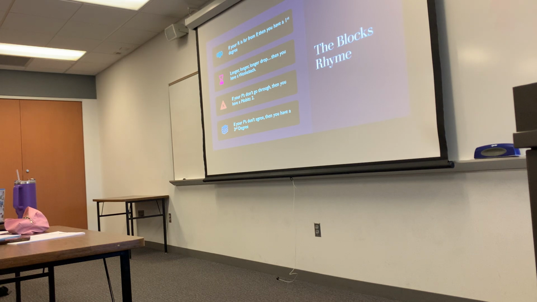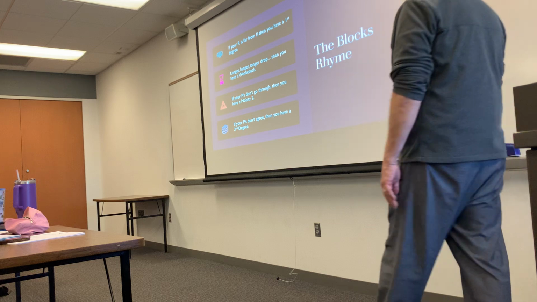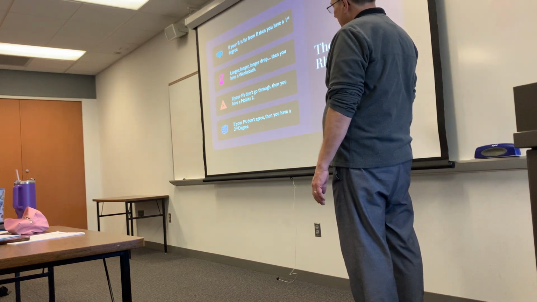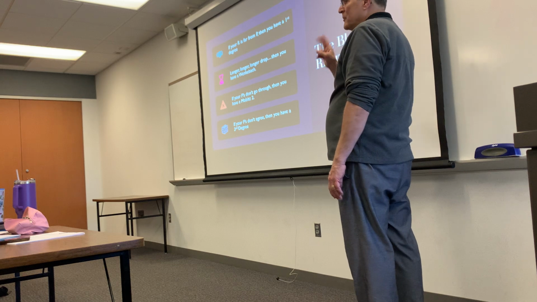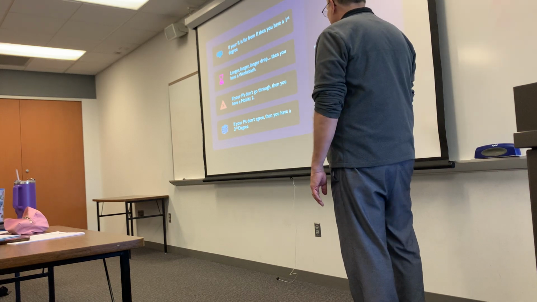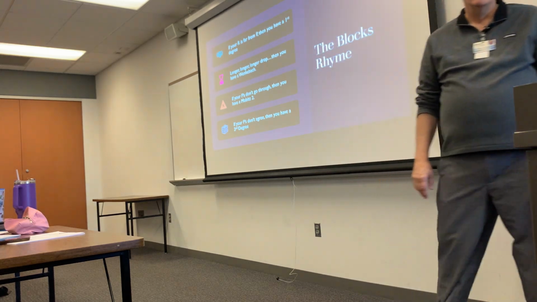So there's a little poem. If the R is far from the P, then you have first degree. Longer, longer, longer, drop, then you have Wenckebach. If P's don't go through, then you have Mobitz type 2. And if P's don't agree, you have third degree.